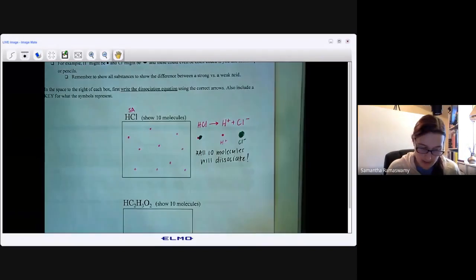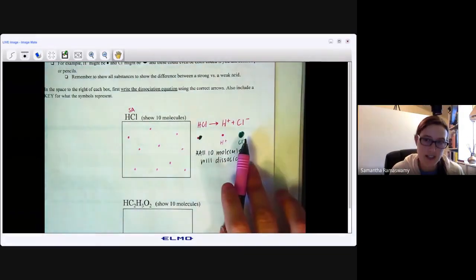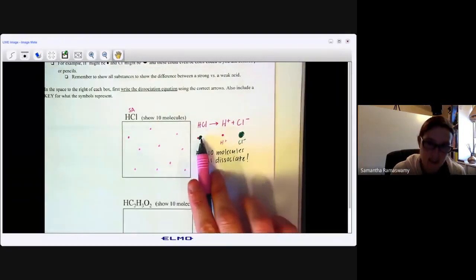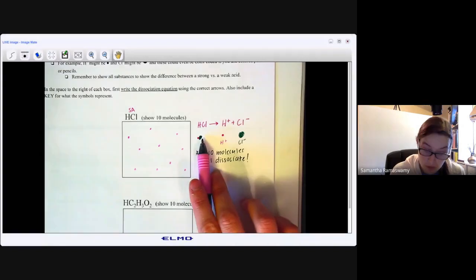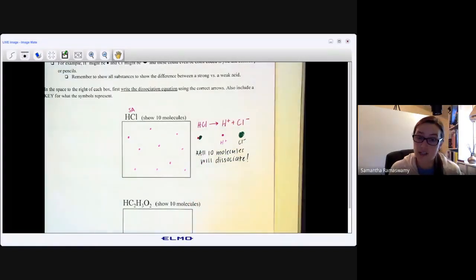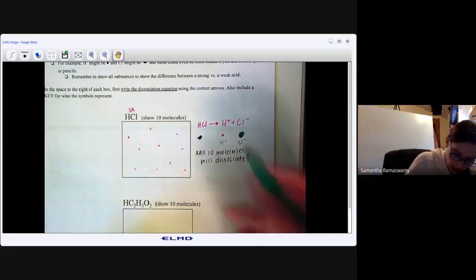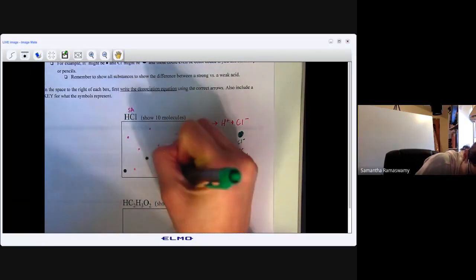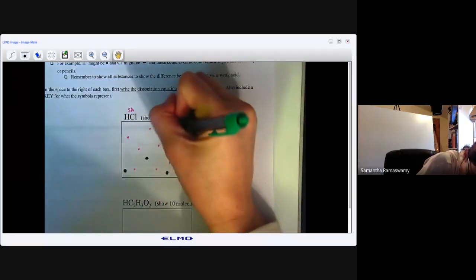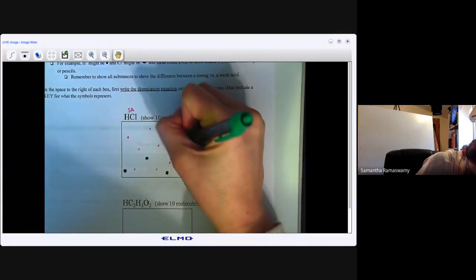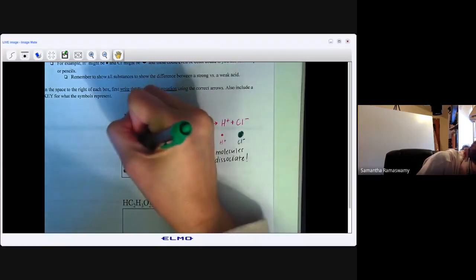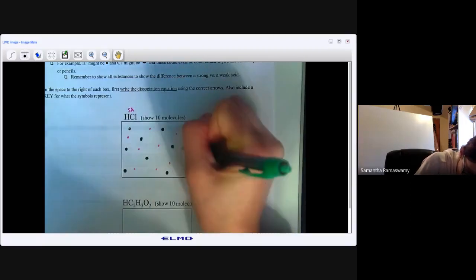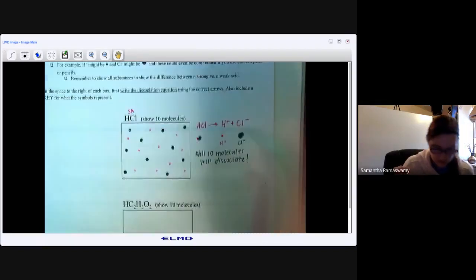And again, the reason I have 10 H pluses and 10 Cl minuses is because we think about stoichiometry. If I have 10 HCl's, I had 10 H pluses and I had 10 Cl minuses. So if they break apart, I still have 10 H pluses and 10 Cl minuses. Now I'm going to draw my 10 Cl minuses. But notice how they're all dissociated. None of them are attached to the H pluses. 1, 2, 3, 4, 5, 6, 7, 8, 9, and 10. It doesn't matter where you draw. I'm just trying to space them all out.